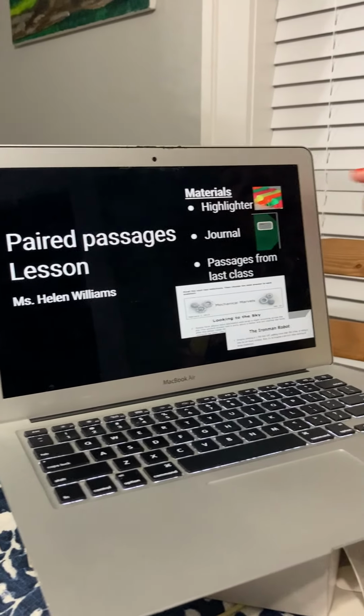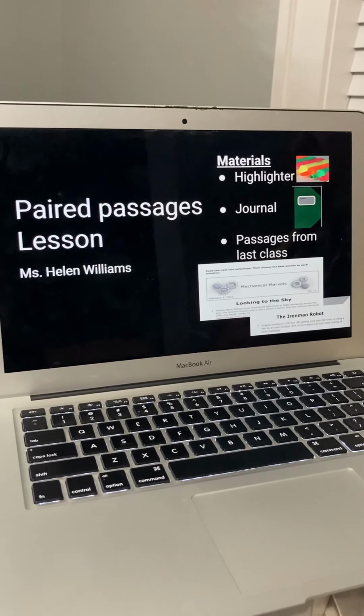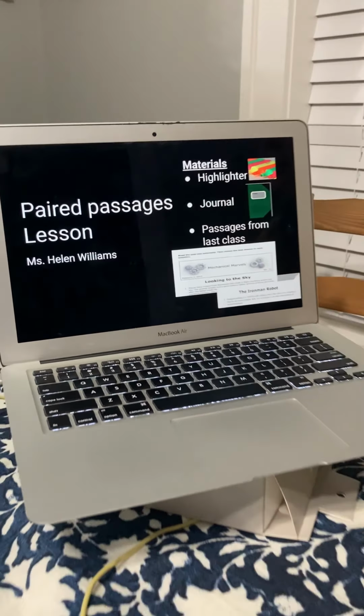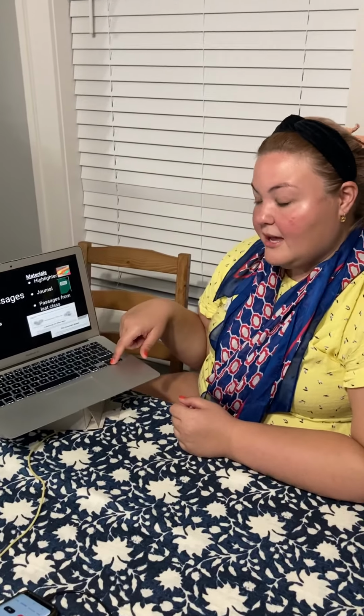The materials you're going to be needing are a highlighter, your journal, and that can be online or physical as long as you send me links or evidence, and your passages from the last class, which are Looking to the Sky and the Iron Man Robot.